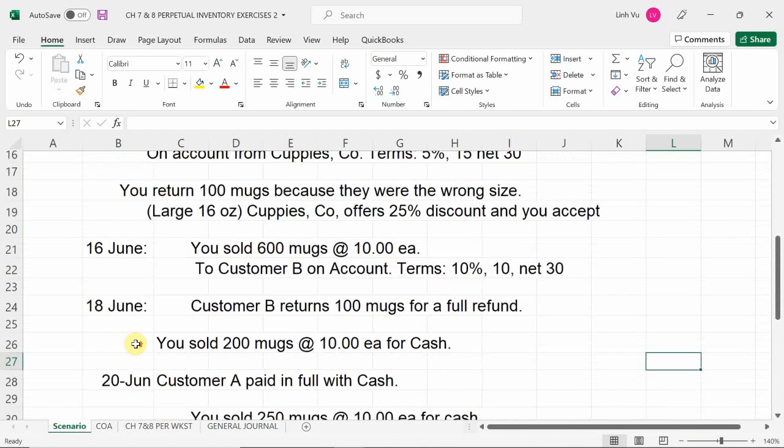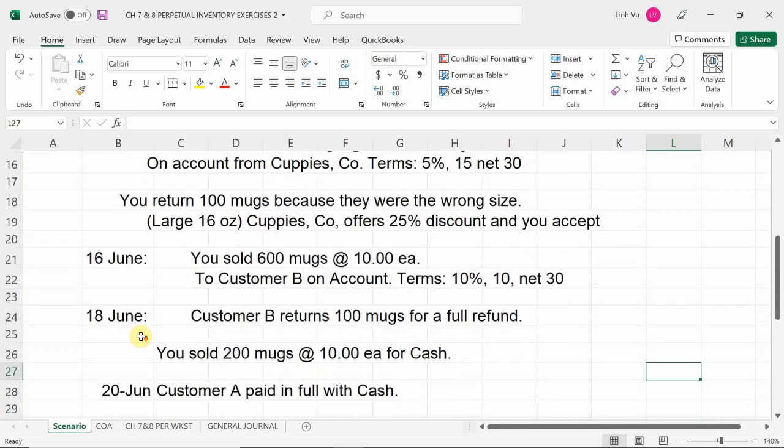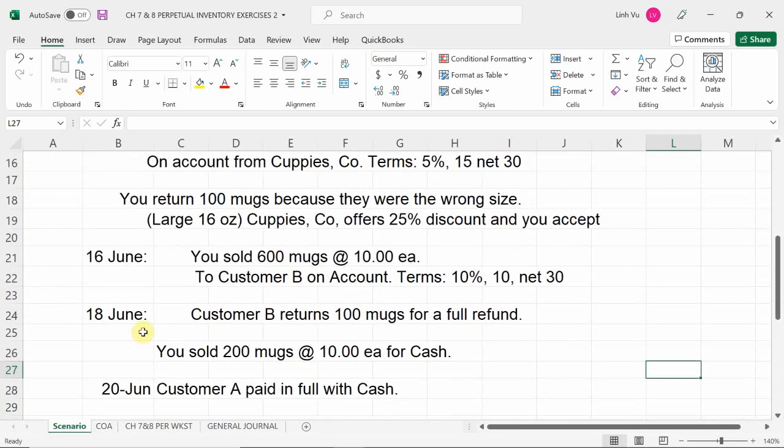Yes, he did. But this time, customer B ended up returning 100 of those mugs for a full refund, excuse me. So in this case, he does get to receive his 10% discount. However, we need to recalculate how much he actually owes me in regards to this and how much tax I have to refund as well.